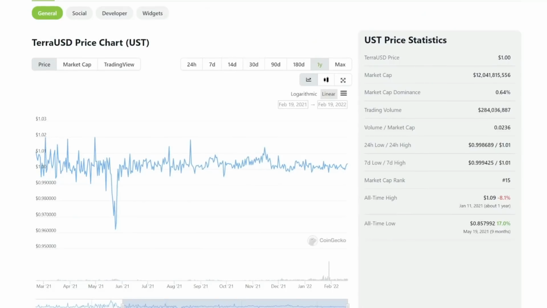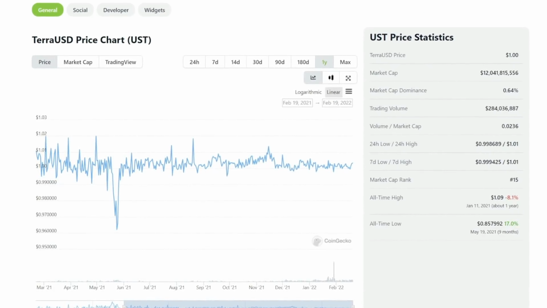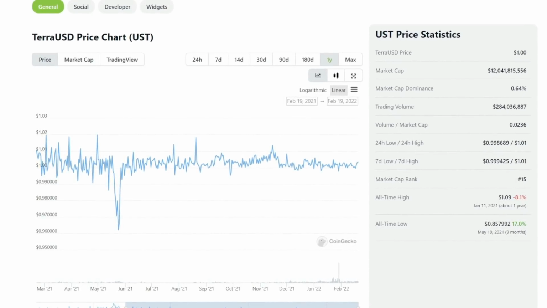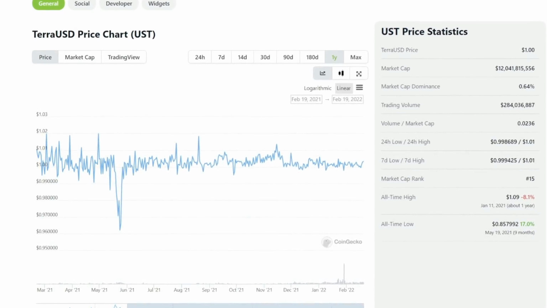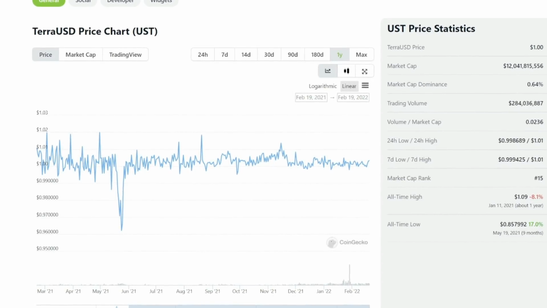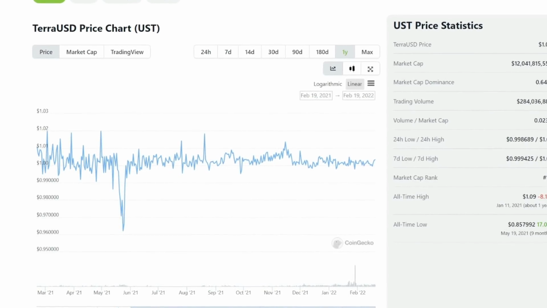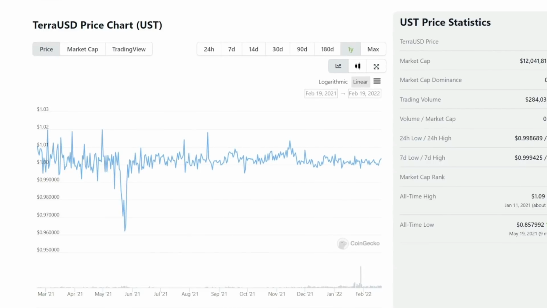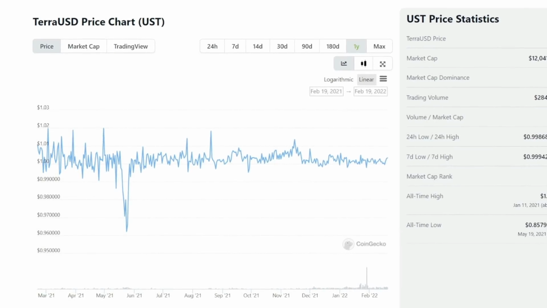So while that thread that we just looked at is about a volatile period last May, the safeguards in place, including using Luna, meant that UST only lost its peg really for a couple of days, as is reflected here on the chart. And that's a pretty good indication, in at least our opinion, that these guys are pretty good at being able to manage risk.